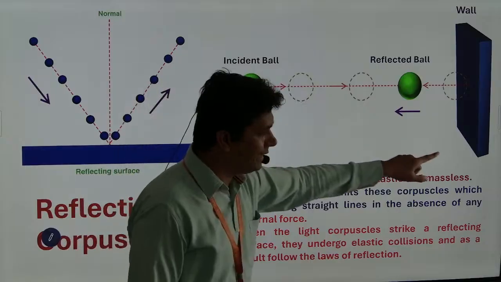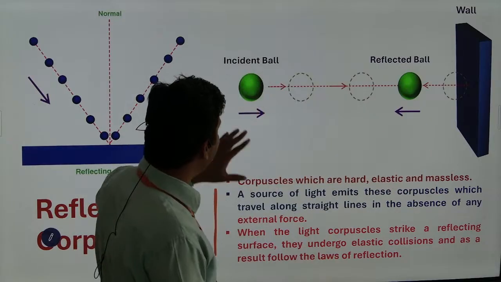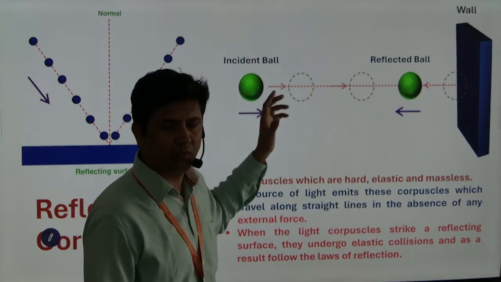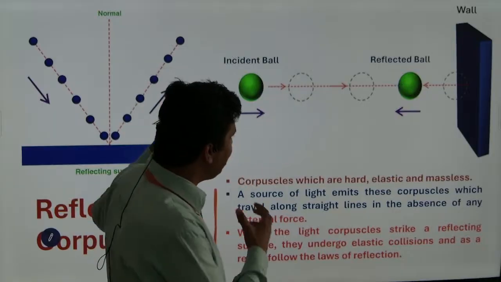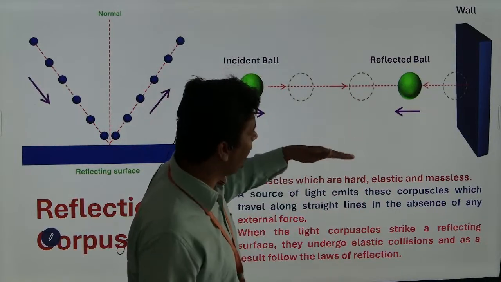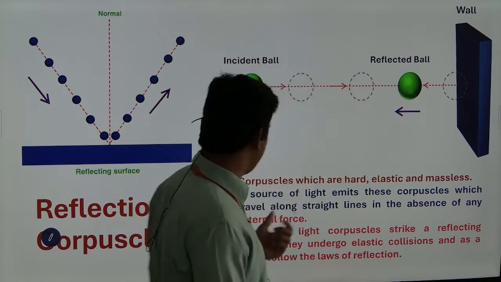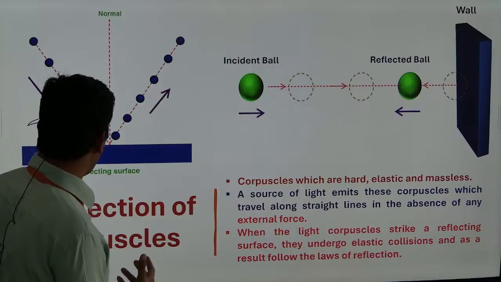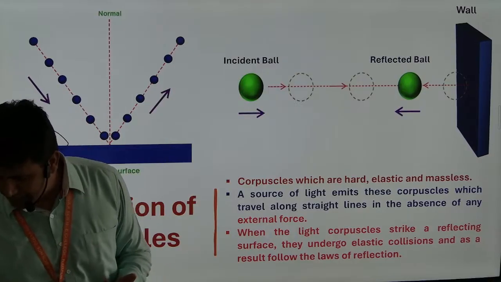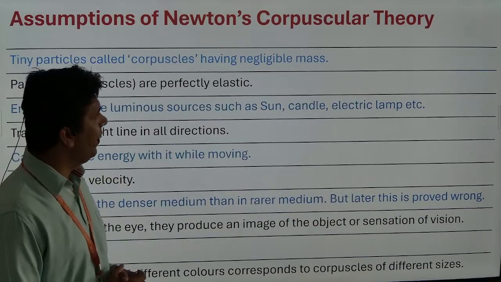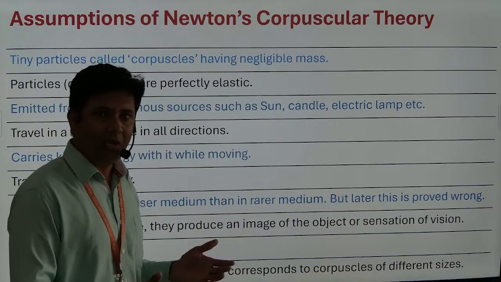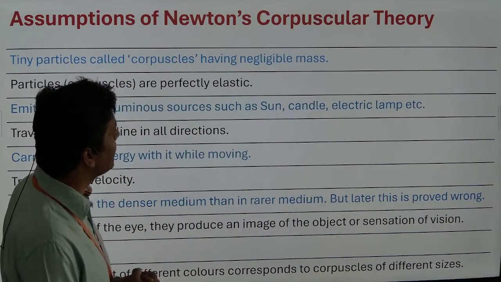Similarly, if you look at this diagram, you will find that these are the incident balls, that means we call them corpuscles. These are traveling through a medium in a straight line. They hit the wall and get reflected back into the medium. So this is how the reflection of corpuscles takes place as per Newton's corpuscular theory. Now let us go into detail on the assumptions of Newton's corpuscular theory.